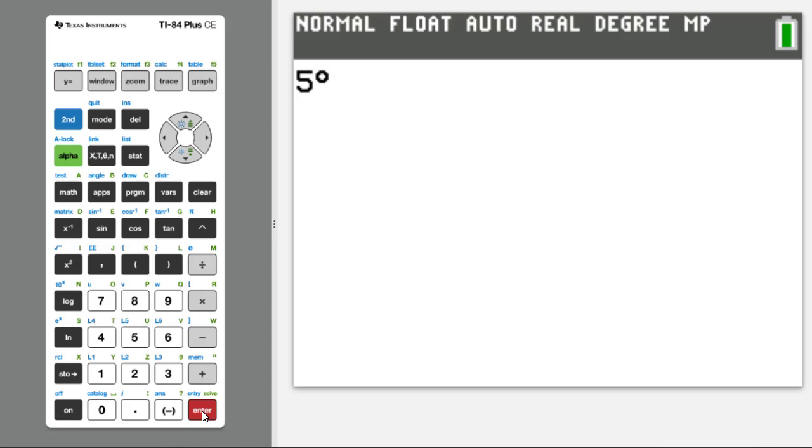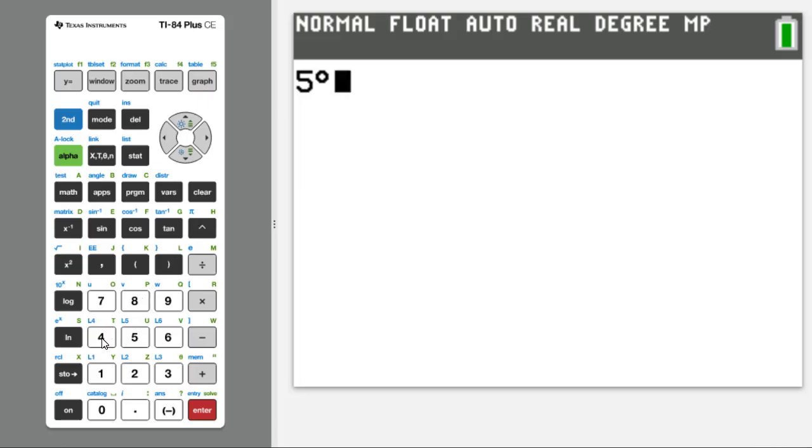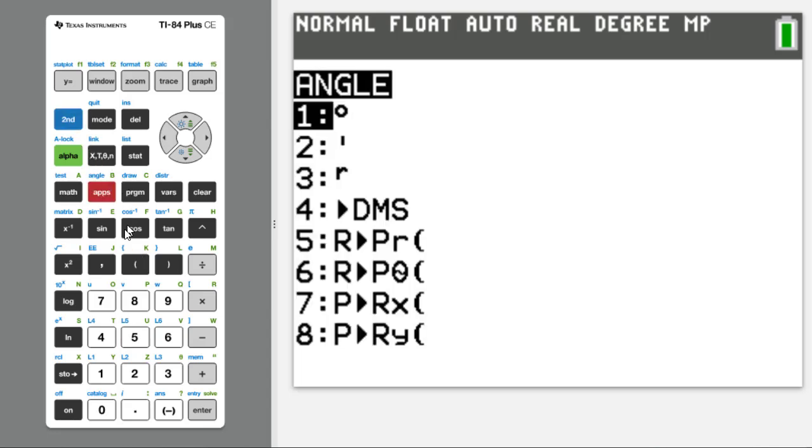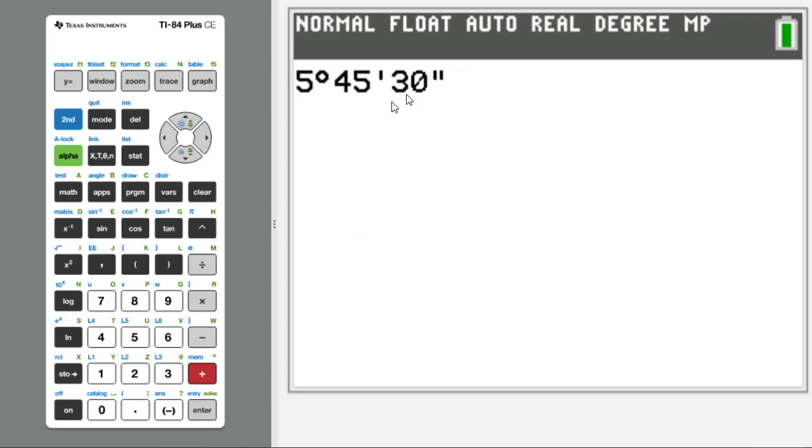Then it was, I already forgot what the number was. Let me flip back really quick here. 45 and then 30. Okay, so 45 minutes, so it would be 45 back into that same angle menu. This time select the second one, or I could just press 2 and it would automatically bring it out to the screen. And then the last one is going to be 30, but again, that's not inside that angle menu, so I just have to do alpha of the plus sign, and notice I have it look the exact same.